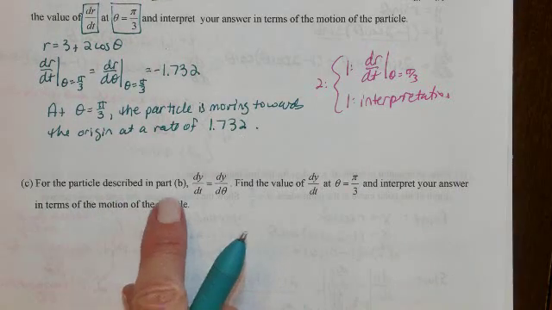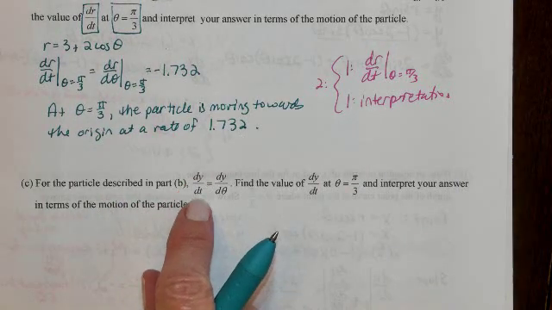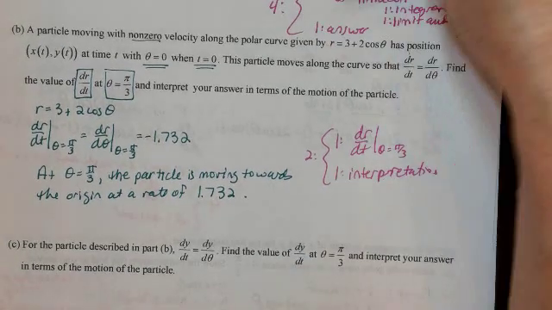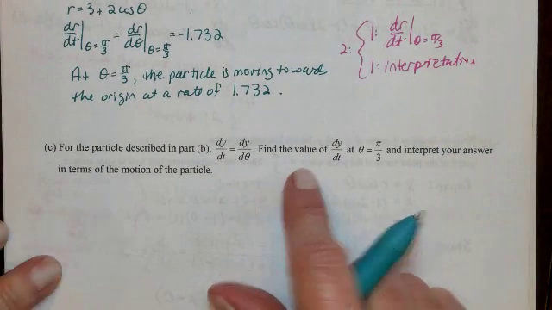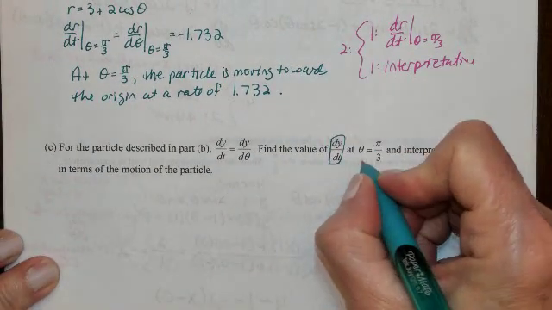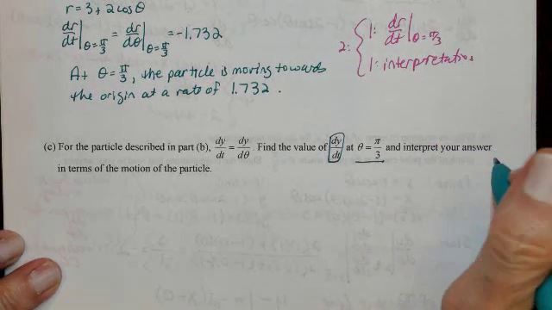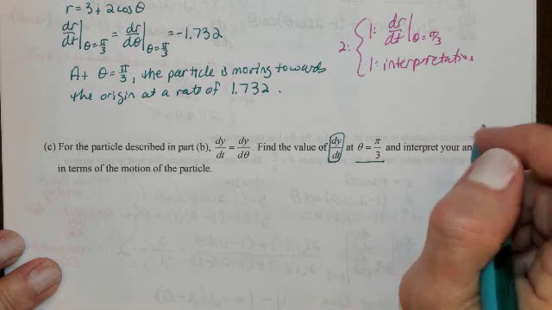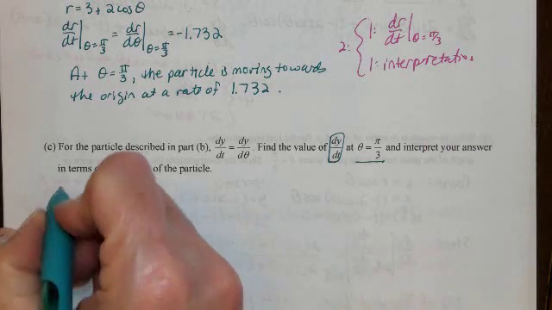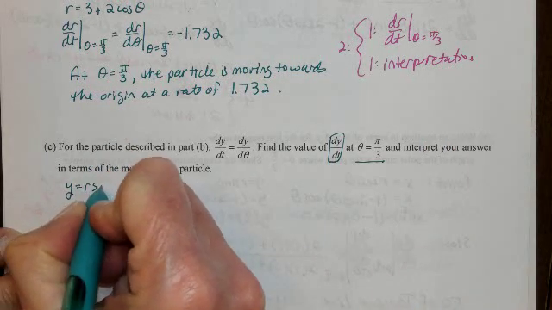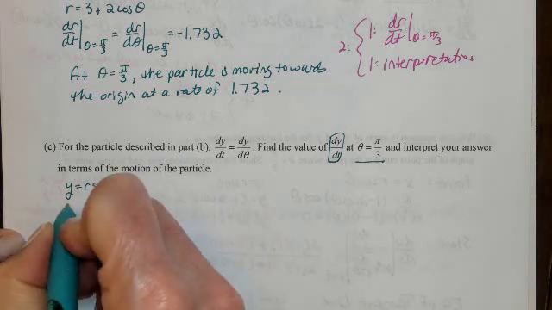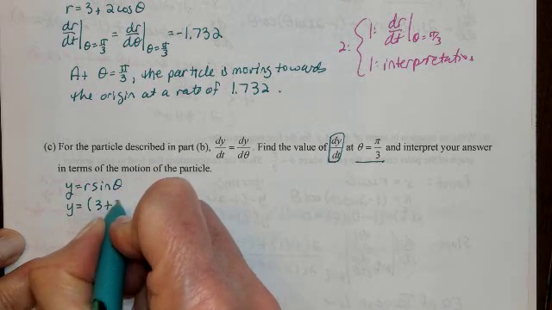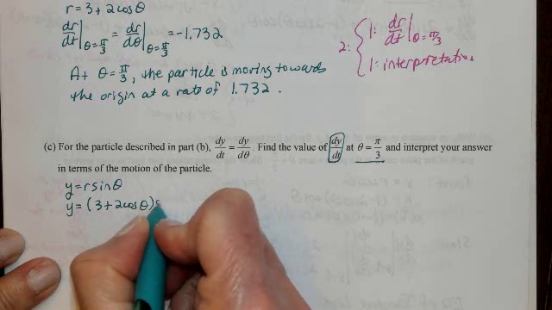For the particle described in part B, dy dt is also equal to dy d theta. So just like dr dt was, so is y. Find the value of dy dt at theta equals pi over 3 and interpret your answer in terms of the motion of the particle. Okay? We need to get y involved. Well, y is equal to r sine theta, right? So y has to be equal to that curve, 3 plus 2 cosine theta, times sine theta.